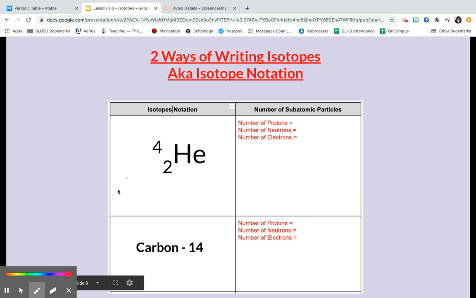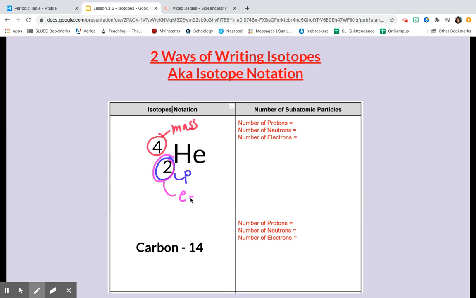Okay, so for this one, remember this is my mass. This one is the number of protons, and it's also the number of electrons. Right, so here I'm going to have 2 electrons, 2 protons. How many neutrons will I have? Well, remember our mass equals protons plus neutrons.